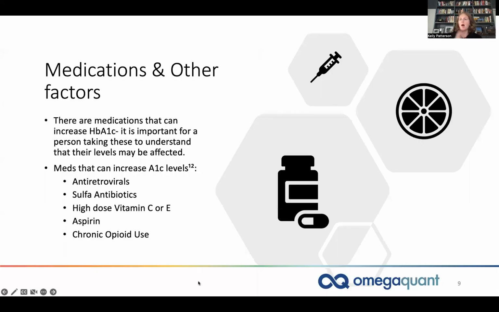Also, as a note, there are many medications and other factors that may affect your A1c. Things like antiretrovirals, sulfa antibiotics, high dose vitamin C or E, aspirin, chronic opioid use, those can all affect those A1c numbers. So if you are someone who's taking a really high dose of supplements, things like vitamin C or E, just keep that in mind when you take a look at your results. That's just something to note. Okay.